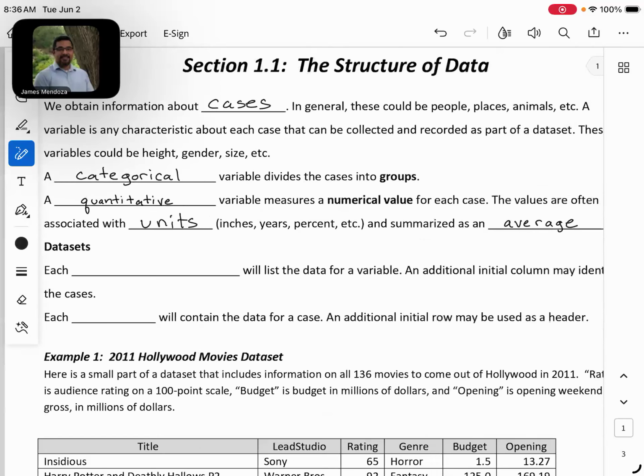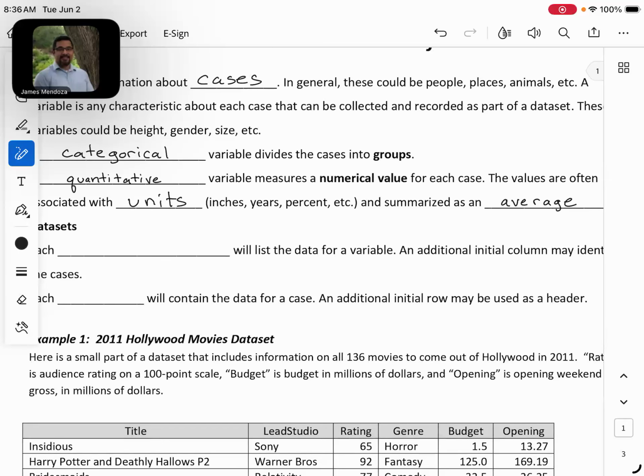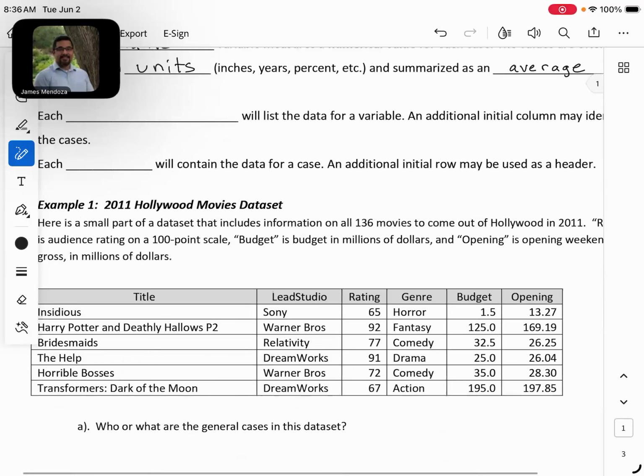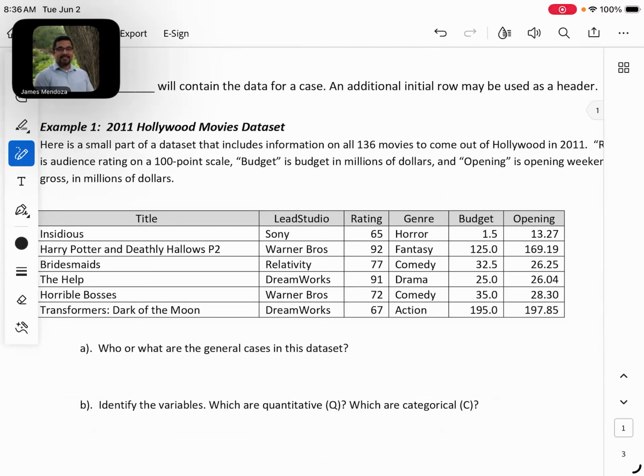Now, these are things you'll be deciding whenever you're doing your study: am I collecting things that are categorical or quantitative, and from whom am I collecting it? Then once you do collect all that information, you've got to organize it. And those are known as data sets. You can already see one down here. This is an example of a data set that's about movies.